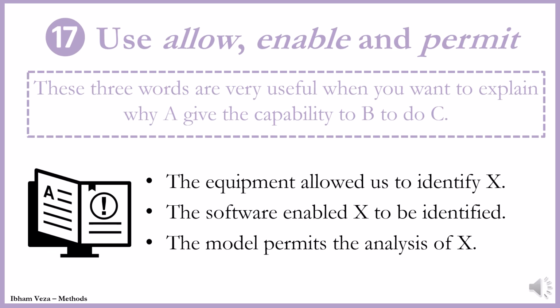17. Use clear verbs like allow, enable, and permit. When explaining how one element helps achieve a result, use allow, enable, or permit for clarity and simplicity. These verbs quickly show how A gives the ability to B to do C. Examples: "The equipment allowed us to identify X." "The software enabled X to be identified." "The model permits the analysis of X." These verbs help keep your methods clear, professional, and easy to understand.